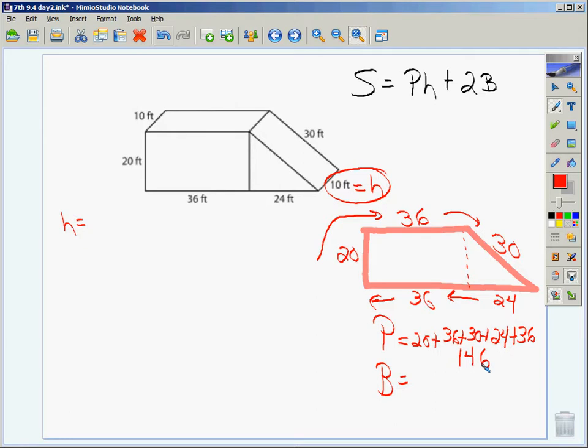Now, there's two different ways that I could calculate the base area. I could treat it as a rectangle. Oh, is that 30 or 20 on the side? Here, this is 30, this one's 20. I could treat it as a rectangle and a triangle being added together. I could treat the whole thing as a trapezoid. Either way is going to be okay. I have found that most students have a hard time with the trapezoid formula. They do much better with rectangles and triangles. So we're going to add the two pieces together.